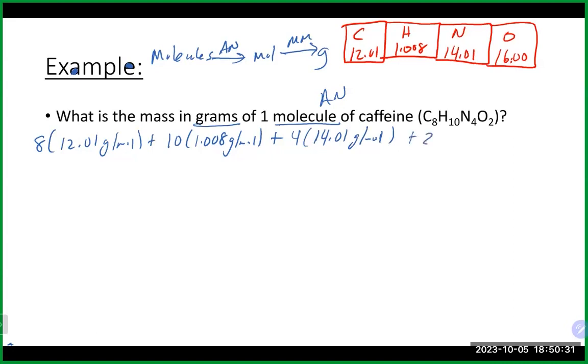And lastly, 2 times our oxygen's molar mass. Good thing there's no more letters. I feel like I'm out of room there. We add all that together, 194.2 grams per mole is our molar mass. Any questions on getting the molar mass there?